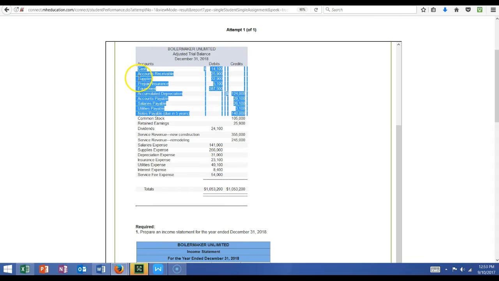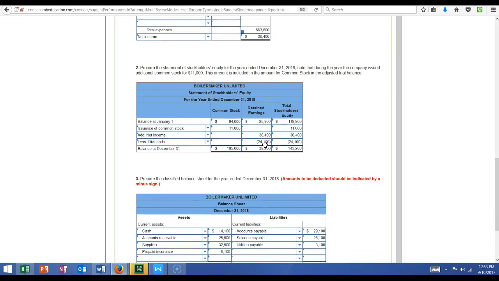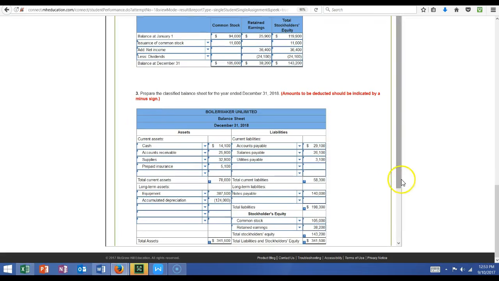Cash, accounts receivable, supplies, prepaid insurance, equipment. Remember, accumulated depreciation goes under assets as a contra account for that equipment. We're going to use all that. We don't need to worry about common stock, retained earnings, and dividends because look, we got that right here. So we go down here to create our balance sheet.